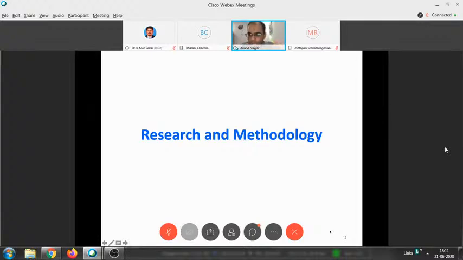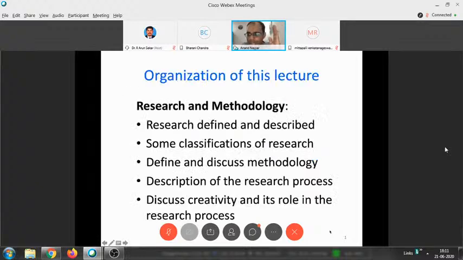So don't confuse research methodology. It is research and methodology. So how is research defined? Here are some classifications that I'm going to give you.